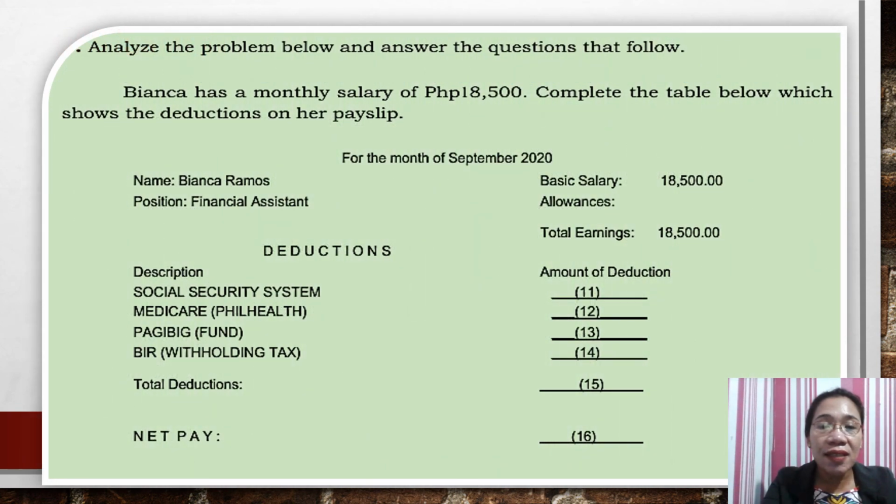Okay, next activity. Analyze the problem below and answer the questions that follow. This is all about Bianca, who has a monthly salary of 18,500. Again, same as what we did with your previous activity. Complete the table below which shows the deductions on her payslip. So, ibig sabihin, ito yung deduction sa kanyang payslip. Remember guys, yun yung employees contribution, hindi yung sa employer. Okay? That will be all for this activity.